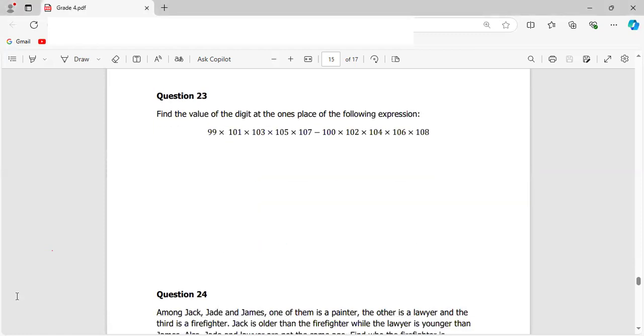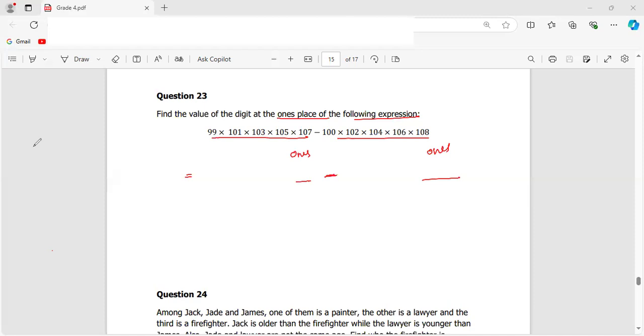Question number 23 is a very interesting question. The value of the digit at ones place of the following expression. So you need not calculate. We just need to know the value at ones place for this. And the value of ones place is this. And then we have to subtract.